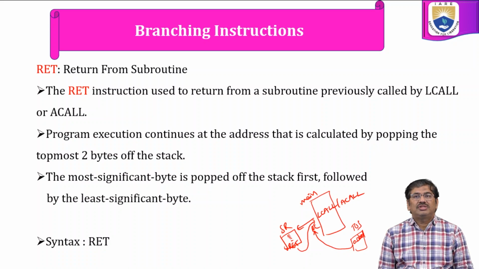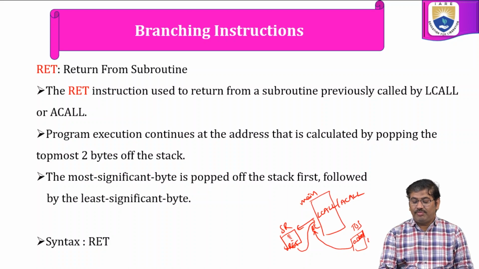The program continues at the address calculated by popping the top 2 bytes of the stack, which is nothing but the top of the stack contents. The most significant byte is popped off the stack first, followed by the least significant byte. So when we are moving from the LCALL in the main program to the subroutine, onto the top of the stack, first the lower byte is loaded, and on top of that the higher byte is placed. When we are popping out, first the higher byte will be fetched, then the lower byte.